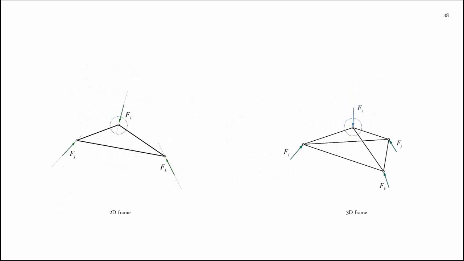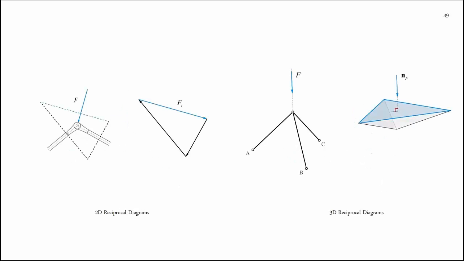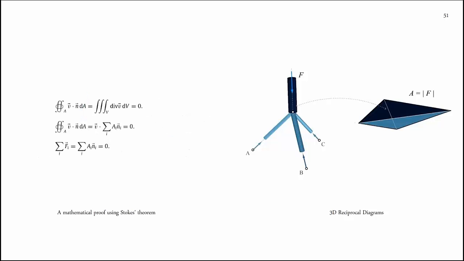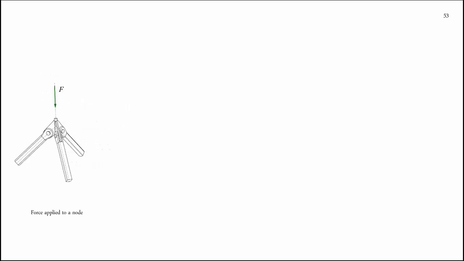So basically, if you want to compare and summarize what I already said for these two frames, one is 2D, one is 3D: in 2D you have a node versus a polygon, but in 3D you have a three-dimensional node and a polyhedron. In 2D you would have a length corresponding to the magnitude, but in 3D you have area. You can prove this using the divergence theorem. It's very similar to hydrostatic pressure. But let's see what the properties of a single force polyhedron are.